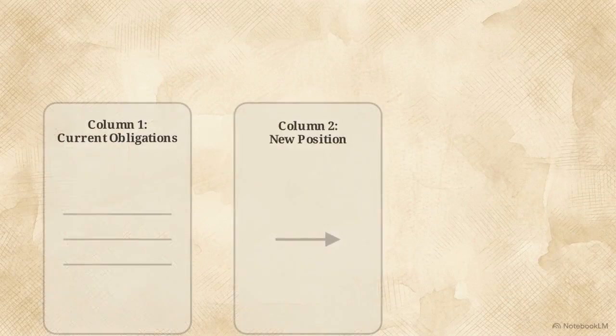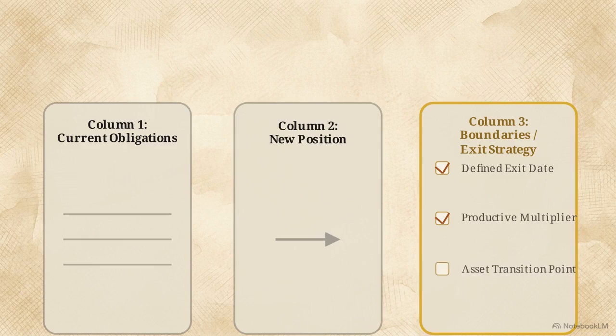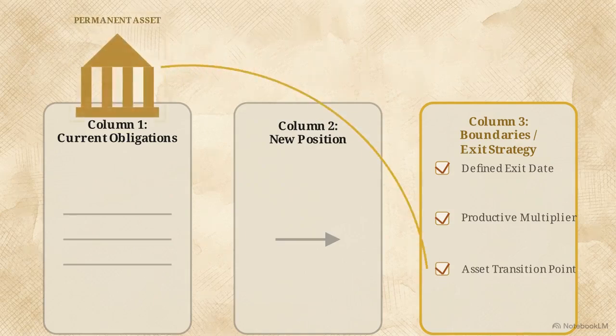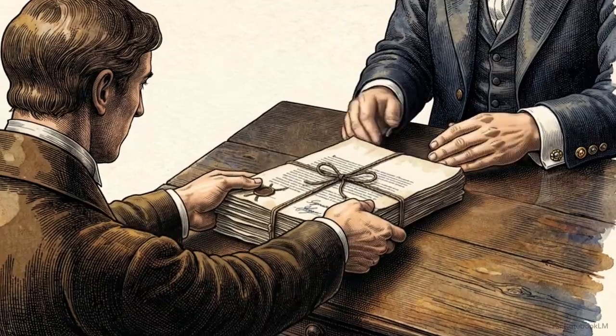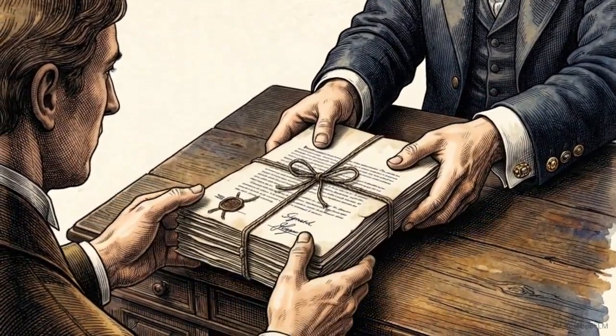Before taking on any new obligation, you must answer these 3 questions. First, exactly how and when does this obligation legally end? Second, what specific, measurable, productive output will this debt generate before that end date arrives? And third, at what exact moment does this financial obligation officially transition from a debt into a pure generating asset? Failing to answer these 3 questions before signing a contract means you are handing the tool of debt to someone else to use against you.